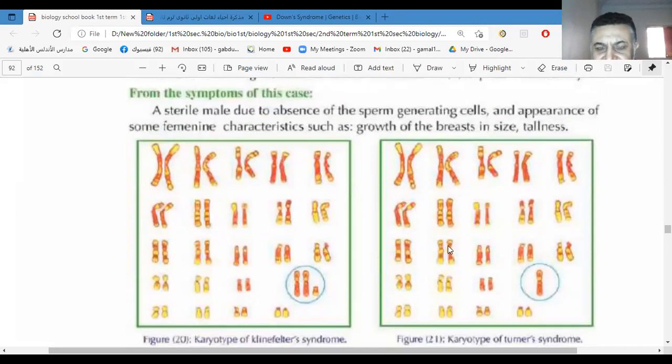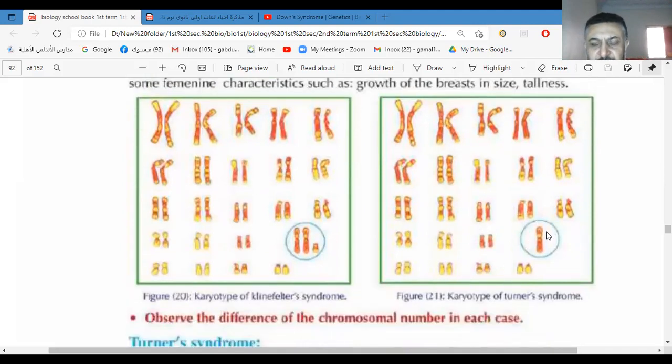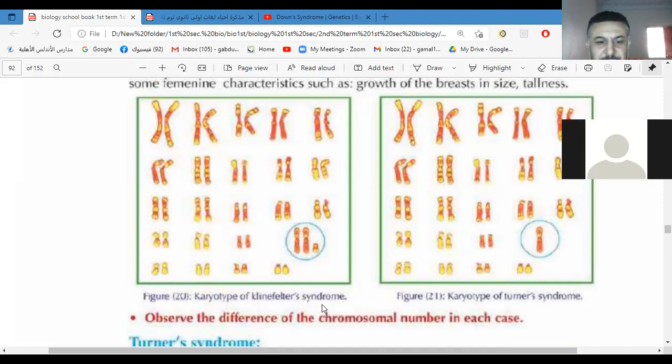And also we have studied if there is a deficiency or a lack of one chromosome, in this case, we have a female which has one X chromosome only, which is called Turner syndrome. Turner syndrome has not 46 chromosomes, but 45 chromosomes. The normal female has double X chromosome, the sex chromosomes are XX, but this is an abnormal female because it has one X chromosome and the other chromosome is absent.